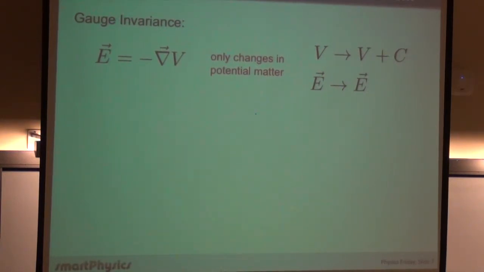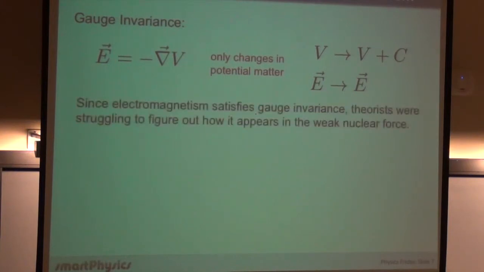Something akin to this wasn't around at the time in the current models. So electromagnetism, we know, satisfies this gauge invariance. And so basically, the weak nuclear force did not at the time. And so this was considered to be a big problem.